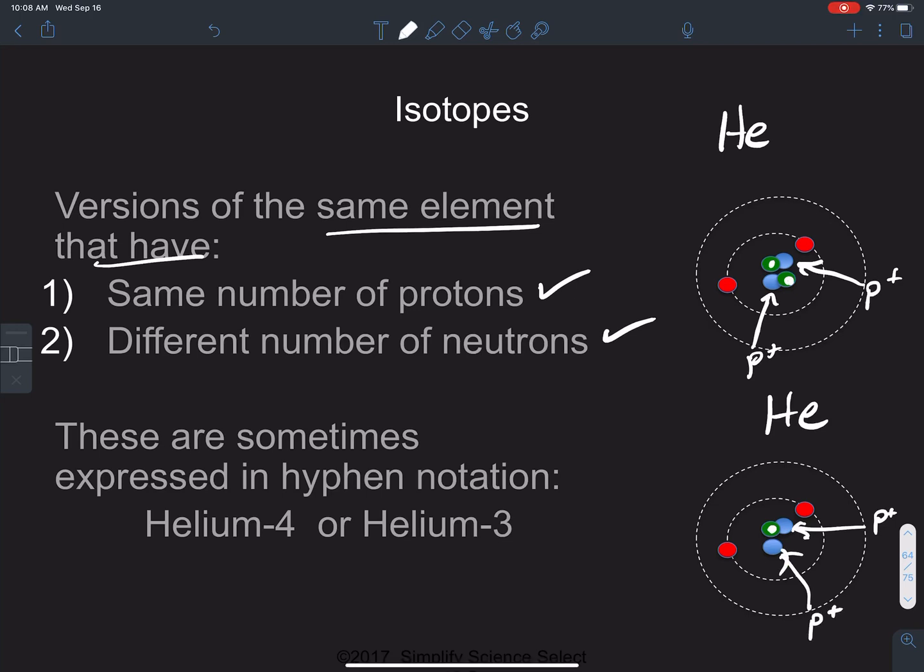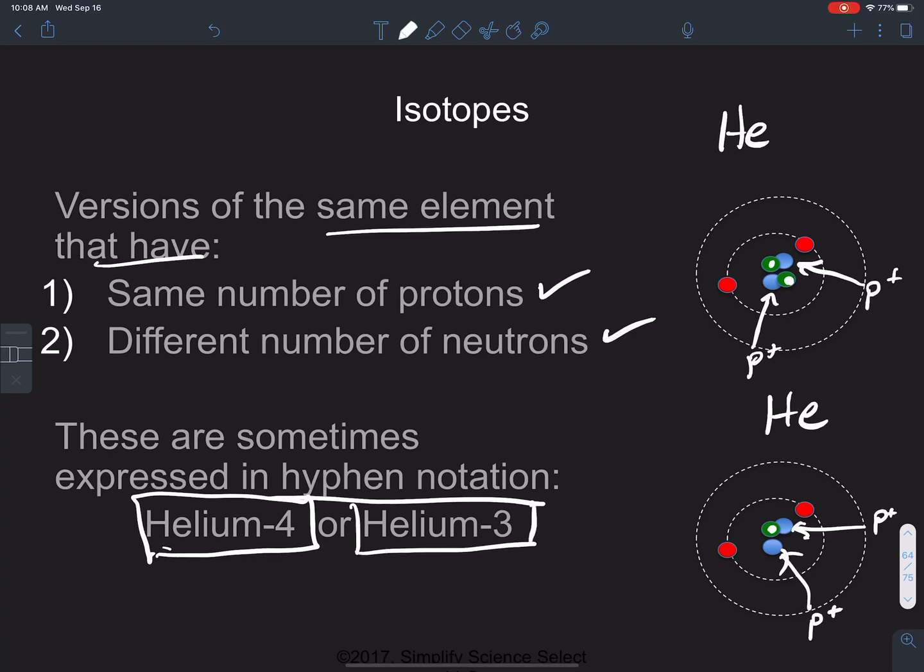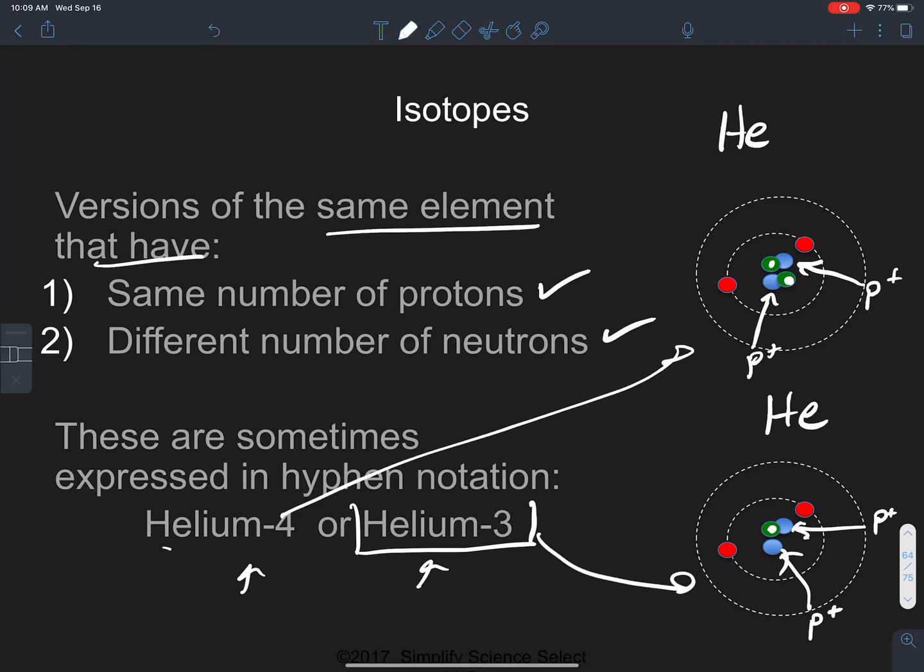But these 2 types of helium have different masses. This helium on top has a mass of 4, so we use hyphen notation to show that it has a mass of 4. And this helium on the bottom has a mass of 3, so we can use hyphen notation to show that it has a mass of 3. Hyphen notation is really useful when you're having to type answers into a computer instead of handwriting them, because with hyphen notation, we don't have to use subscripts and superscripts, which can slow down the process of recording information. So again, we have 2 kinds of helium. Helium-4 on top here, and helium-3 on the bottom.